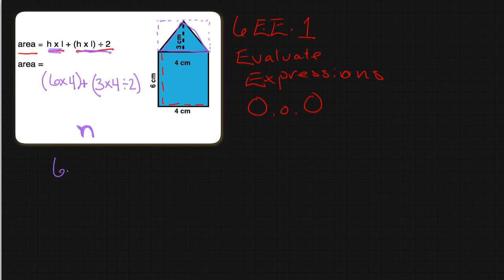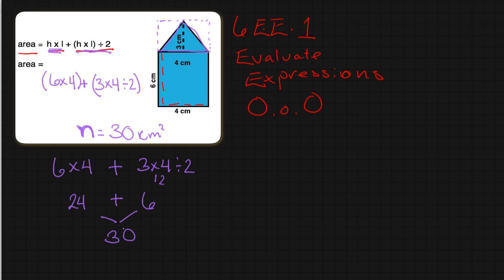So let's take a look here. If I had this rectangle, and I'm going to put the addition sign here, and I had this triangle, I could find the area, right? I'm going to start by finding the area of the rectangle. 6 times 4 is 24. That's the rectangle. And 3 times 4 is 12. Just make a note of that. 12 divided by 2 is 6. That's the triangle. And if I add the rectangle and the triangle together, I would get 30, right? So that number for the area is 30. And if I label it, that would be 30 centimeters squared. So there we just evaluated an expression.